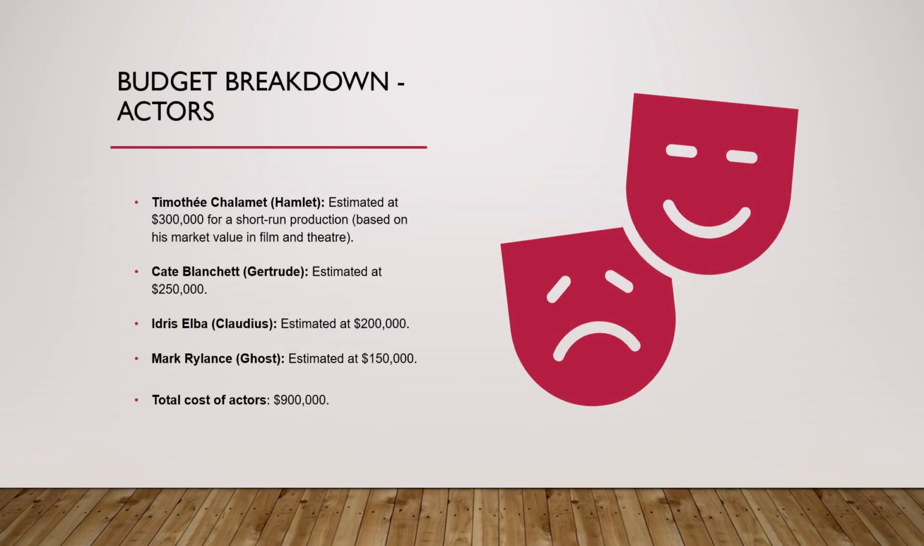The actor breakdown is going to be quite the heft, though. Timothy Chalamet as Hamlet, we estimated 300,000 for the short run production based on his market value in film and theater. Kate Blanchett, we estimated probably about $250,000. Idris Elba, about $200,000. Mark Rylance, we estimated $150,000 just to get them to work in this short production. So the total cost is probably about $900,000 for our actors because we wanted more of a presence for this production. That way we got more draw for it.